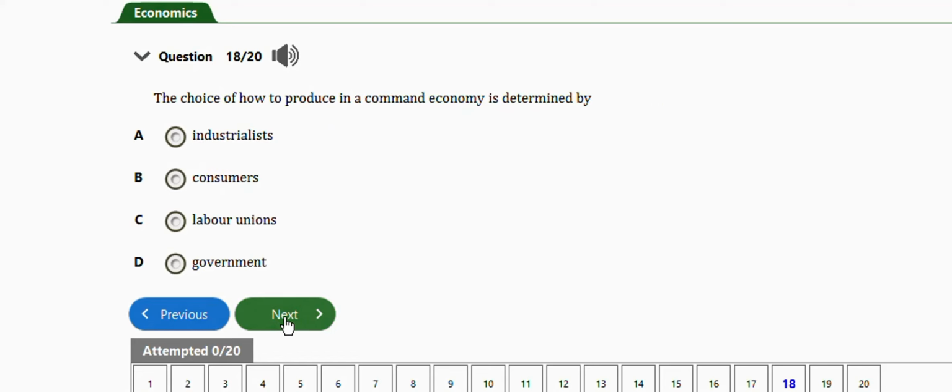Next question is this one. It says, the choice of how to produce in a command economy is determined by we have industrialists, consumers, labor unions, government. The right answer is option D, which is government.